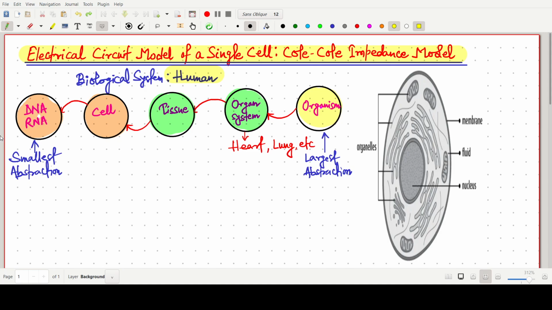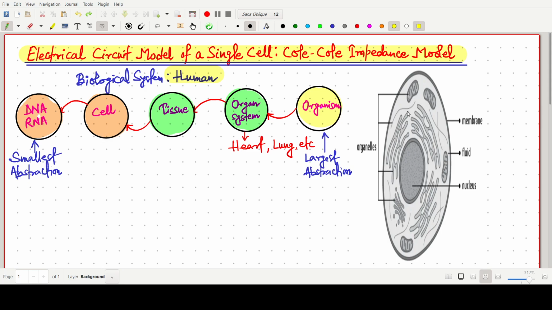So this is a rough idea: a biological system has the largest abstraction, the organism. Then the organism consists of organ systems, which are a combination of so many organs like heart, lung, and so many things, then tissue, cell, DNA, RNA, like that. But our primary concern is the cell.